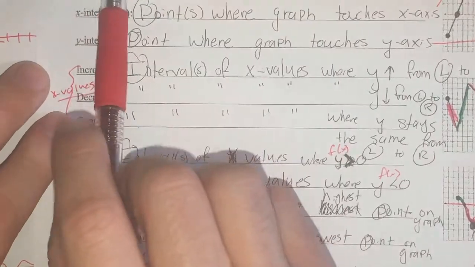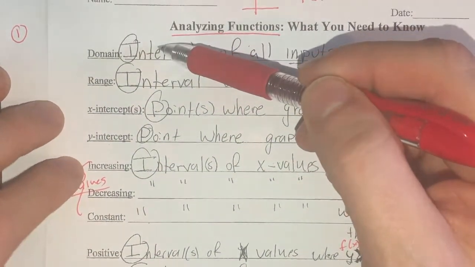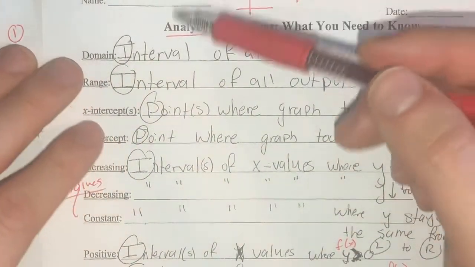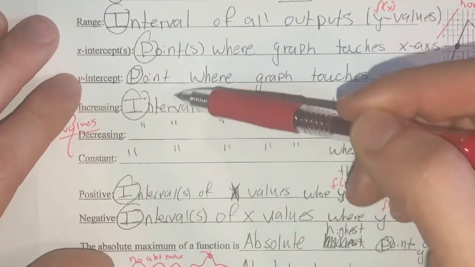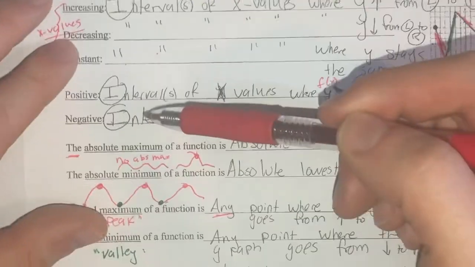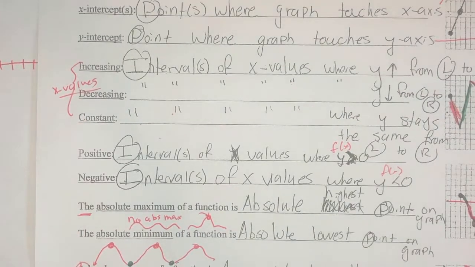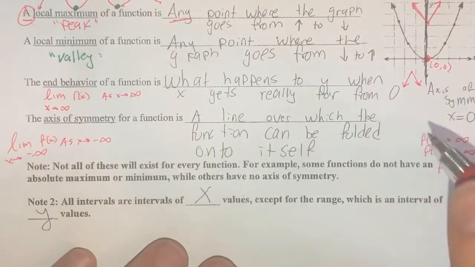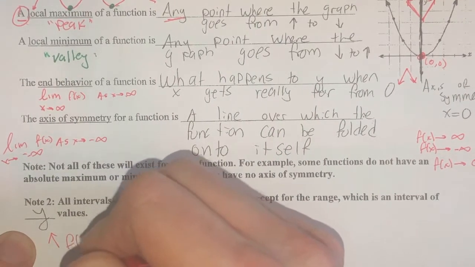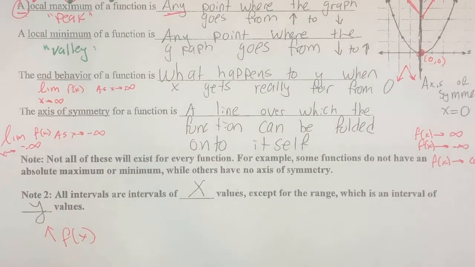Or points, okay? So remember, all of these are intervals of x values. The domain's an interval, any interval that is. So the domain is an interval of x, increasing, decreasing, constant is an interval of x, positive and negative intervals of x. The only time that you're going to use an interval of y's is with regard to the range, okay? And the range is an interval of y or f of x values, depending on what notation you use.